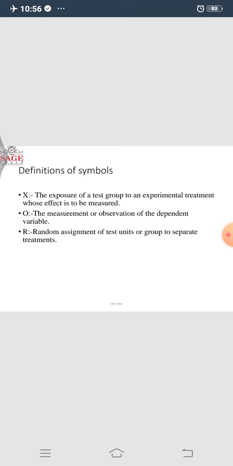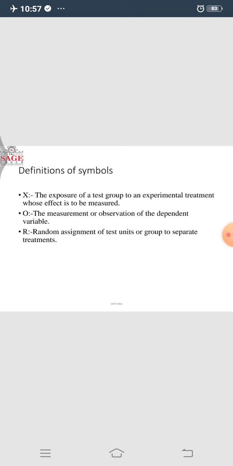Here what was our experiment? The experiment was that eating an apple increases the hemoglobin. Now another symbol is O, the measurement or observation of the dependent variable. And what is the dependent variable here? In our last session we also discussed the things we use in experimental research design. First were independent and dependent variables. In the example we took, we are discussing whether eating an apple increases hemoglobin. So what will be the independent variable here? The independent variable would be eating an apple and the dependent variable would be the increase in hemoglobin.